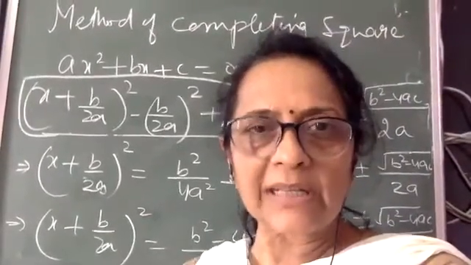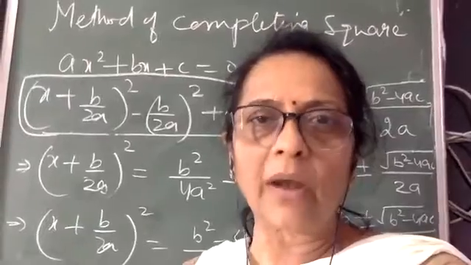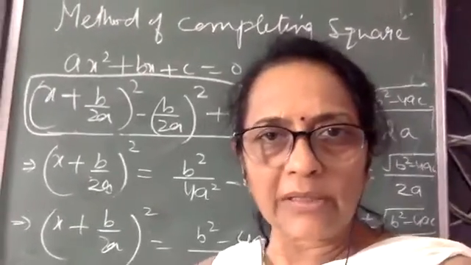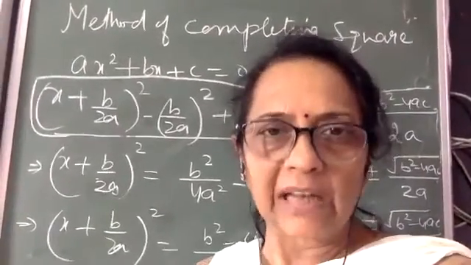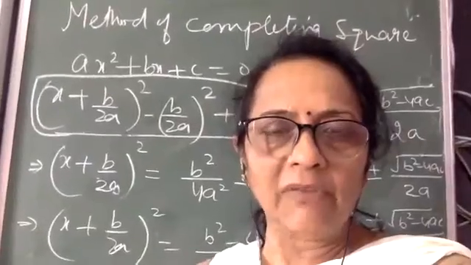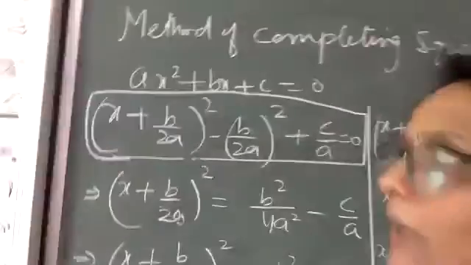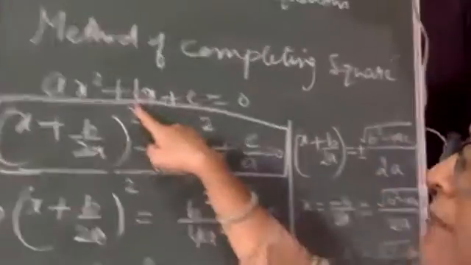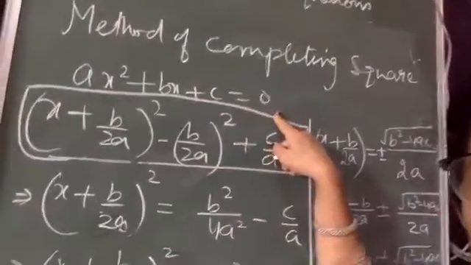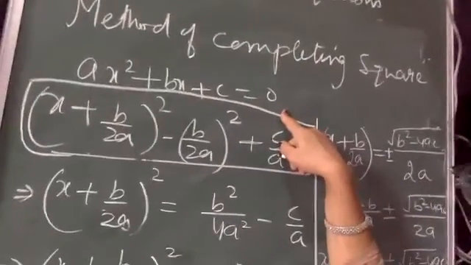Those equations can easily be solved by using the quadratic formula. Today we are going to understand how this formula is derived. To understand the derivation, we will first see what the method of completing the square is. As you can see here, ax square plus bx plus c is equal to 0. It is the general form of a quadratic equation, right?